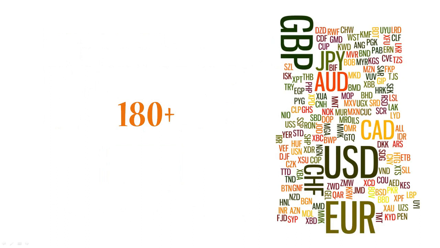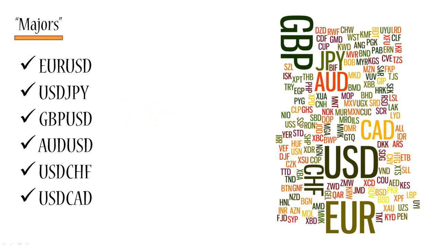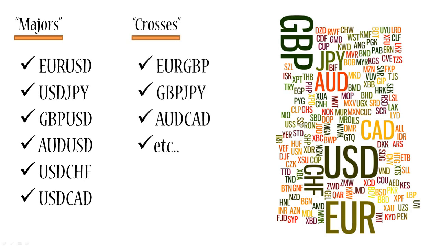There are 108 currencies in the world, and you can combine any two of them to give you a currency pair. Most traders identify two main groups of currency pairs, and these are the majors: the Euro US dollar, the US dollar yen, British pound US dollar, Australian dollar US dollar, the US dollar Swiss franc, and the US dollar Canadian dollar. And the second group is called the crosses. Crosses are simply all currency pairs that do not include the American dollar, such as the Australian dollar British pound, yen, and the Australian dollar Canadian dollar, and so on.